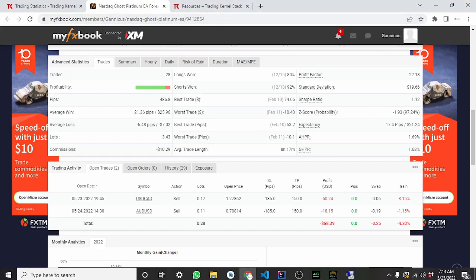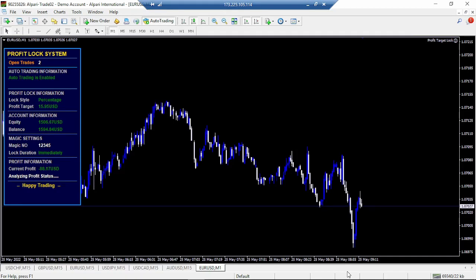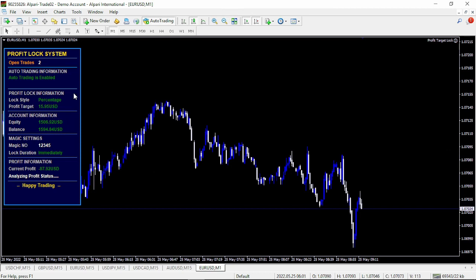If you're using the NASDAQ Ghost Platinum version 2, make sure your account is like this. Make sure your profit lock system looks like this. If you're using this range of accounts, make sure your profit lock looks like this.